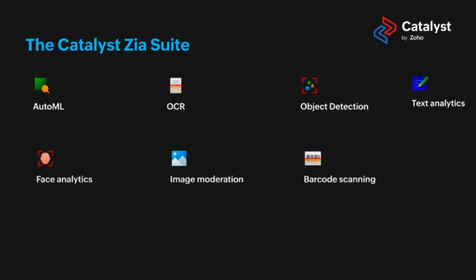We've got image moderation APIs in place. Image moderation APIs will help you figure out if an image is fit for a forum or not, based on whether it has content that you wouldn't like to post on forums. And then we have barcode scanning as well.